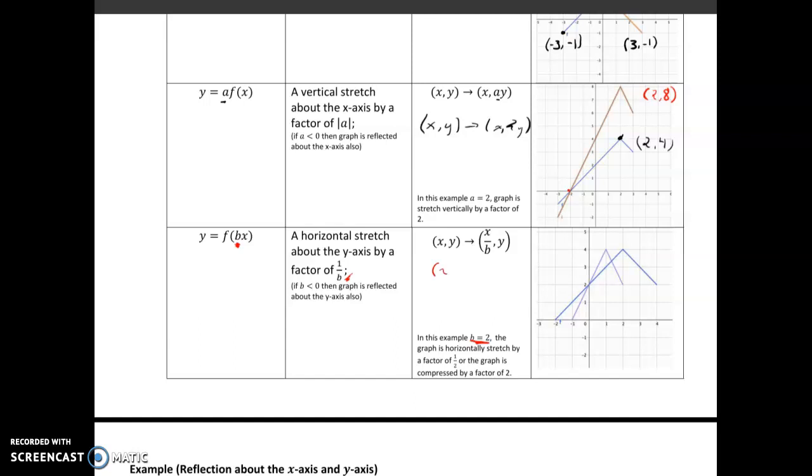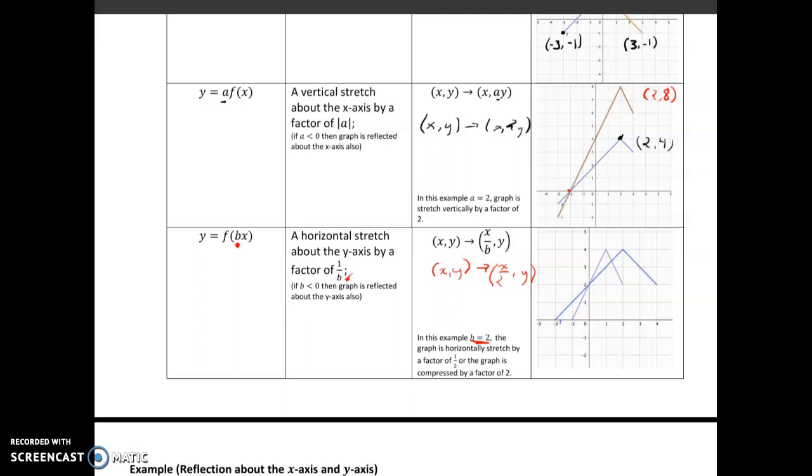We do have other words for it that might make more sense. But my point x, y becomes point, now how did that work? Oh yeah, x divided by b, x over 2 comma y. Very simply, the range stays the same. That is, the y values stay the same. It's only the x's that change. Well, how did the x's change?